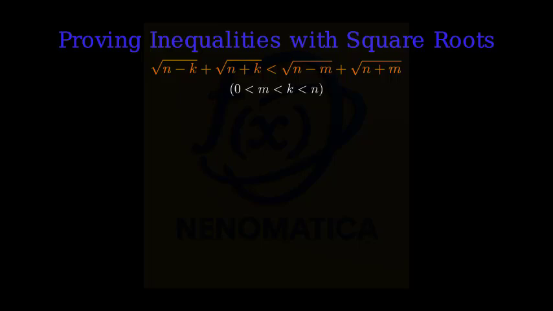We need to prove the following inequality: square root of n minus k plus square root of n plus k is less than square root of n minus m plus square root of n plus m, where 0 is less than m, which is less than k, which is less than n. Let's start our proof. We'll begin by restating our problem. We need to prove that square root of n minus k plus square root of n plus k is less than square root of n minus m plus square root of n plus m, given that 0 is less than m, which is less than k, which is less than n.